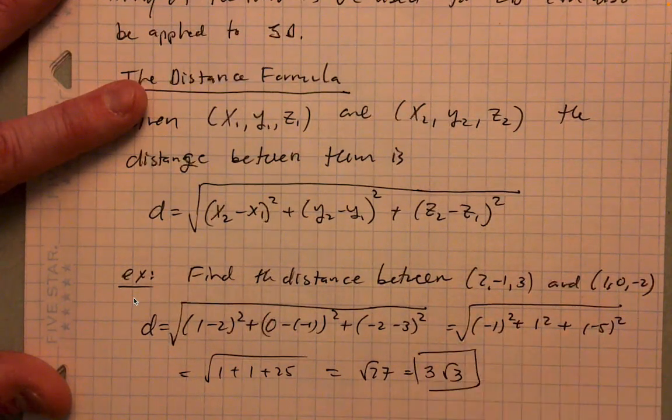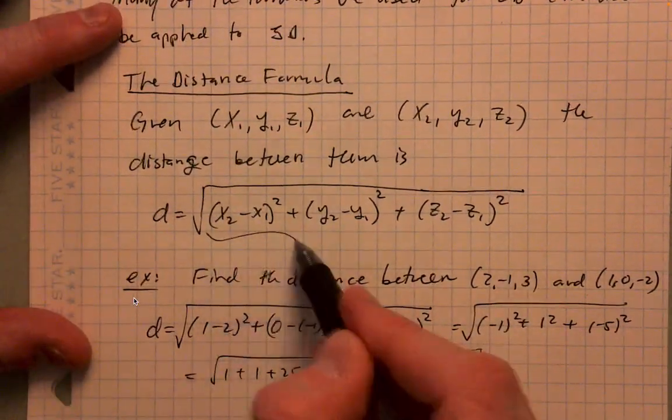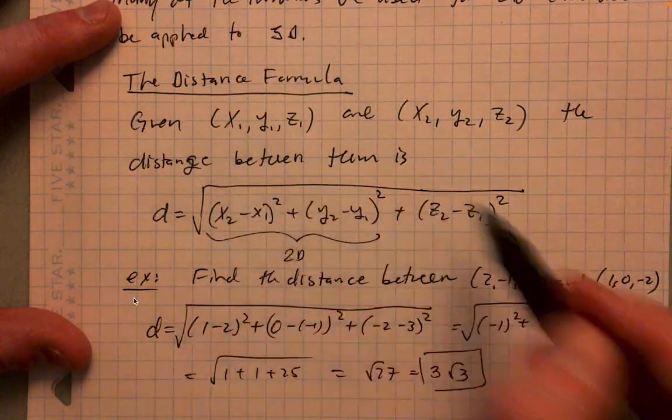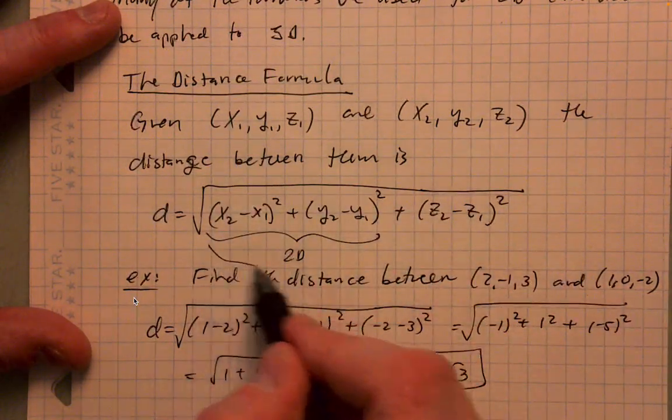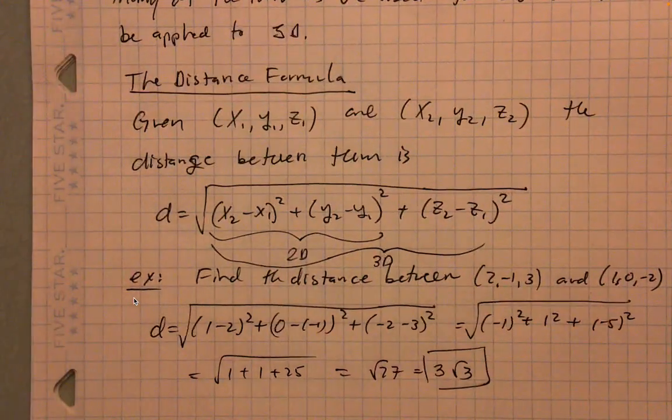Okay. The point here is that you can see that this is the 2D formula, and if we're talking about 3 dimensions, we just have to add in that last piece, that third coordinate. All right.